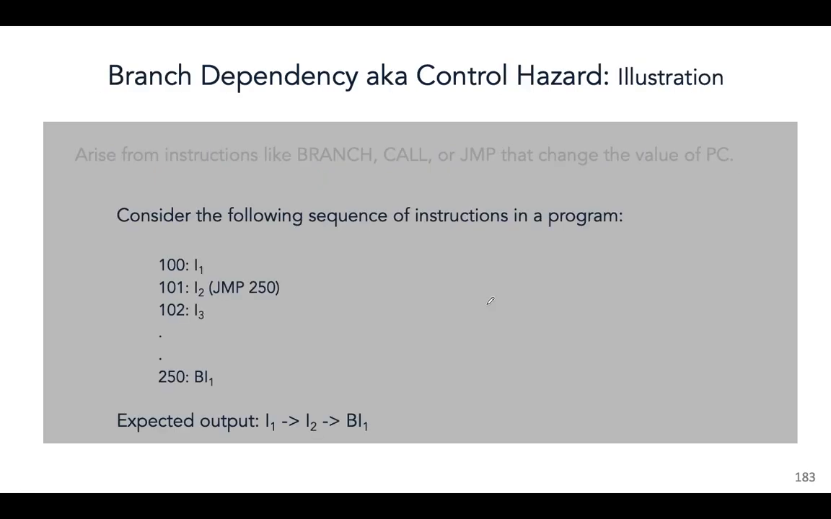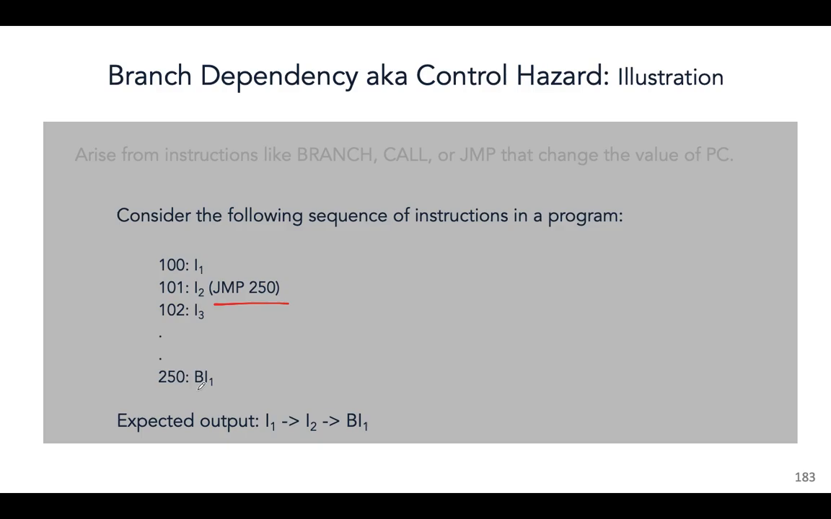Now let's consider an example. This is a hypothetical sequence of instructions. At the 100th address we had instruction 1, and at the 101st address we had instruction 2. This instruction happened to be a jump instruction. Then there was instruction 3 at address 102, then we had several other instructions in between, and then at the 250th location we had a BI1 instruction, a branch instruction.